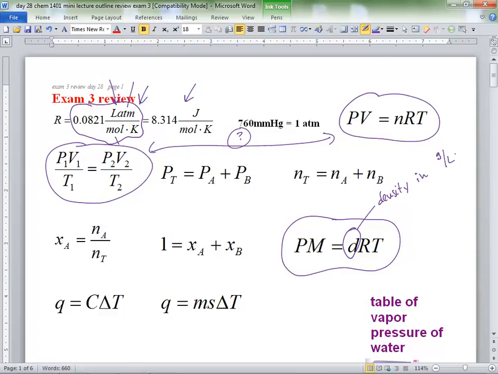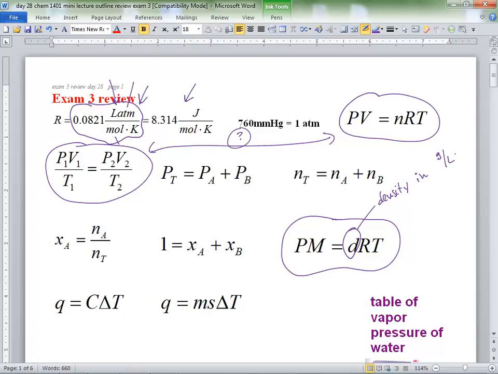Frankie, big M in that equation, PM equals dRT, is what? The molar mass. Molar mass. And molar mass is always in what units? Everybody. Grams per mole. Yep.